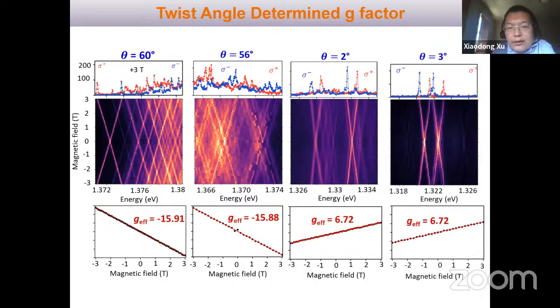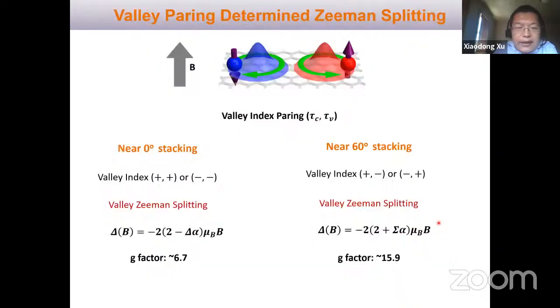Now I go to a different twist, 3 degrees, and you see the G factor is 6.72, almost the same, right? And we test many samples. Basically, we can conclude we have only 2 G factors, one close to -16, and the other close to -6.7. And this G factor is determined by the twist angle.